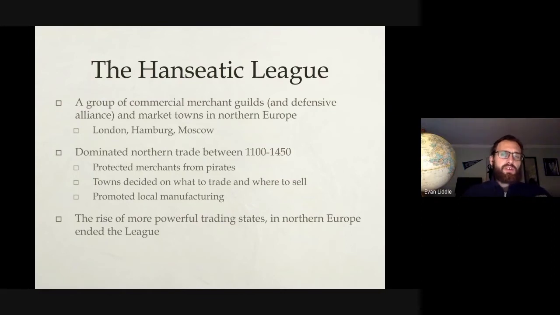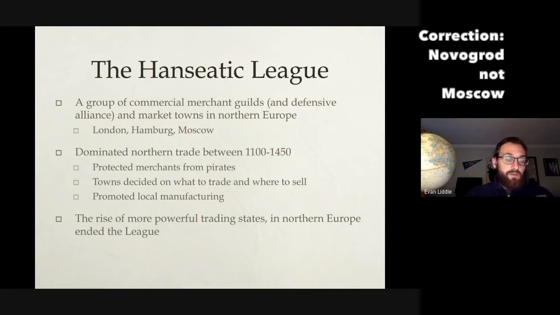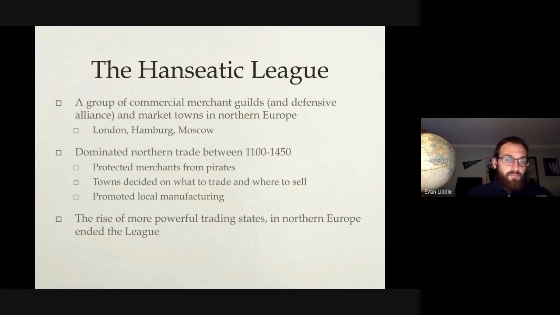There was also the interesting case of something called the Hanseatic League. Now, the Hanseatic League is a group of commercial merchant guilds in market towns across Northern Europe. A couple of very famous cities, including London, Hamburg, and even Moscow for a short time, were Hanseatic cities. But what this was, it was a group of cities, and each one would make deals with the others, and they would do things like protect themselves from pirates. They would decide on how much to sell and where, and they would promote local manufacturing between regions.